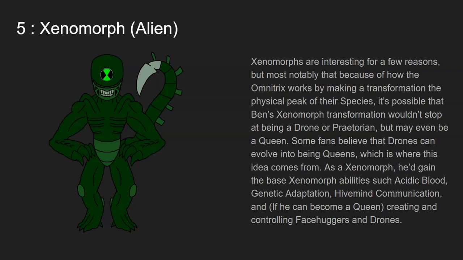And even if that's not possible, the Ultimatrix feature exists, so you could just say Ultimate Xenomorph would be a xenomorph queen, or someone brought up on Twitter when I posted about this, Empress is apparently a thing, and that would probably be the Ultimatrix transformation. But anyway, as a xenomorph, he'd gain the base xenomorph abilities such as acidic blood, genetic adaptation, hive mind communication, and, if he can become a queen, creating and controlling facehuggers and drones.